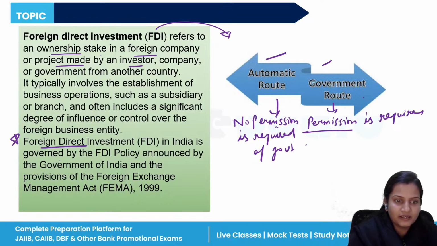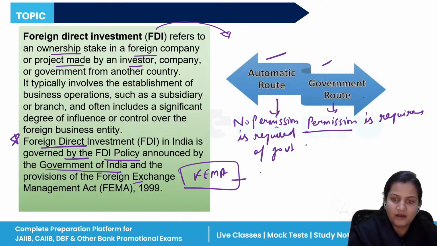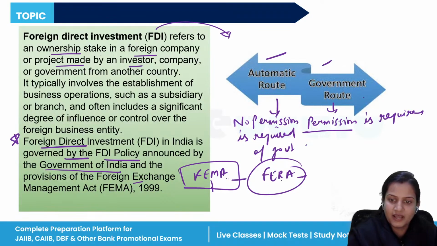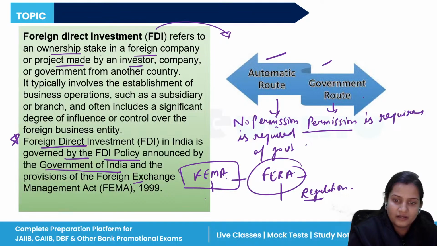Foreign direct investment in India is governed by whom? It is governed by the FDI policy announced by the Government of India and the provisions made under the Foreign Exchange Management Act. This FEMA came after the replacement of FERA. Before it was FERA, the Foreign Exchange Regulation Act, now it is FEMA, the Foreign Exchange Management Act. In FEMA, we have a total of 49 sections, and in FERA, there were a total of 81 sections.